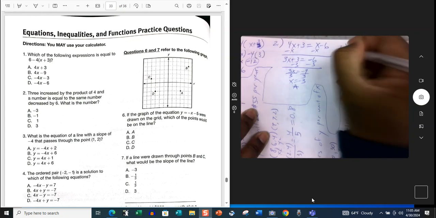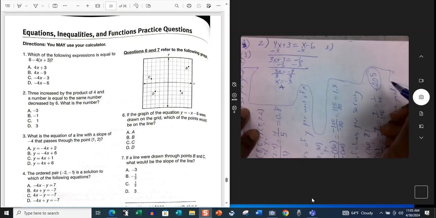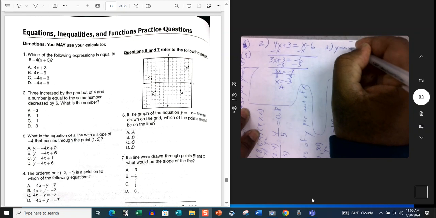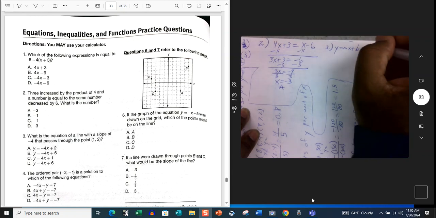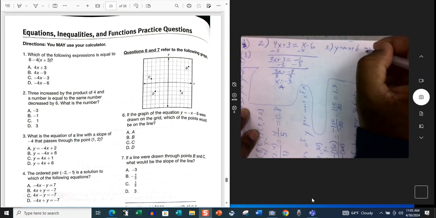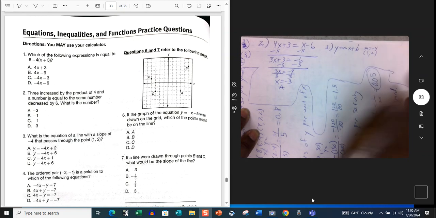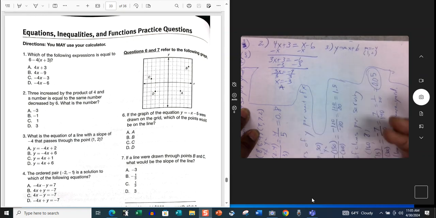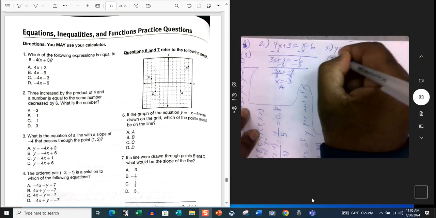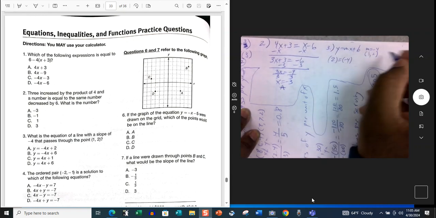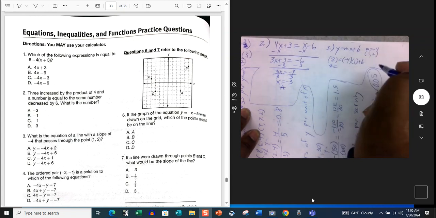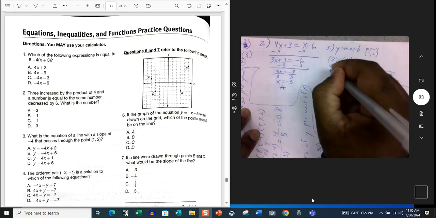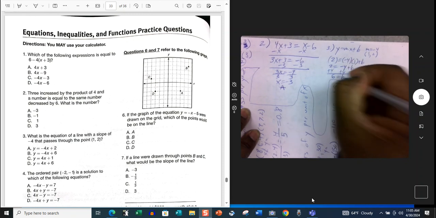So now for number 3, we'll go back and use the slope-intercept form, which is y equals mx plus b. Now we're given the slope as negative 4, and we're also given one point, which is 1, 2. So now all we have to do is substitute here. So y is 2, the slope is negative 4, and x is 1. So we have 2 is equal to negative 4 times 1 is negative 4 plus b. We add 4 on both sides, and 6 is equal to b.